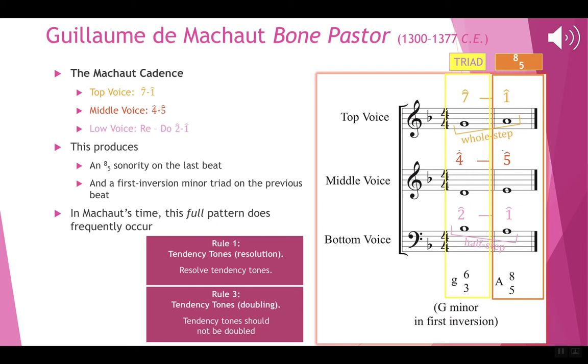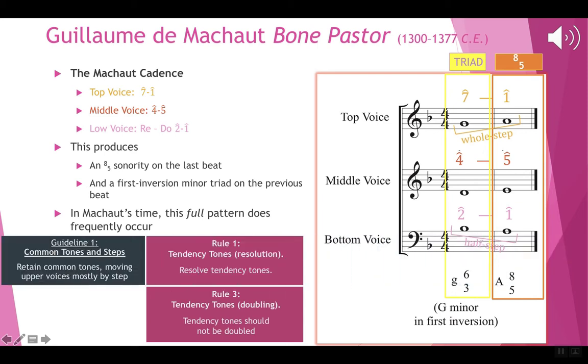Tendency tones, he shouldn't be doubling them. We don't really have any tendency tones here, so we don't have to pay attention, but we could just say, hey, are there any doublings at all? In this chord, there's no doublings. A G, a B flat, and a D. In this chord, there is a doubling, A, E, A. The A is doubled. A is not a tendency tone, so we're fine.